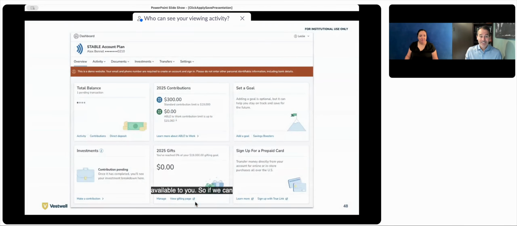Once you've opened an account, you're going to see something very similar to this, except for that orange bar across the top. You're seeing that because I was using one of our demo environments, and that's just warning me that it wasn't a real account. It was just a demo account. But otherwise, this could be something that you would see if you opened up a stable account. You can see here there's some tiles across that talk about your total balance. Well, I just made my first deposit, so that money hasn't quite gotten in there yet. But once it's in there, you'll see your total balance.